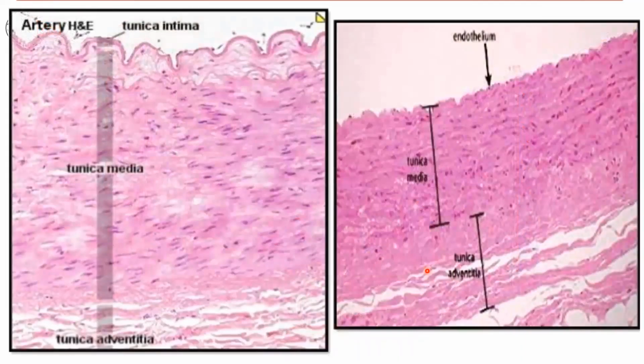Under the light microscope, if we have a section of both vessels, so here is the thickness of the artery. It is thicker compared with the thickness of the vein. Here are the three layers: thick intima, thick media, and thin adventitia. Here is the reverse. We have thin intima, thin media, and thicker adventitia.